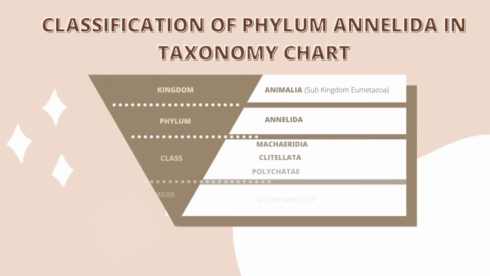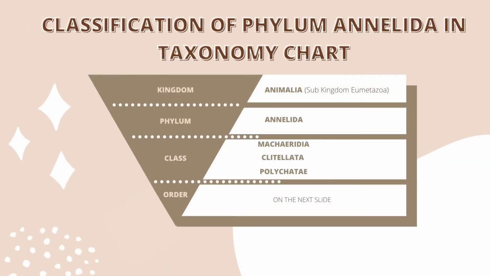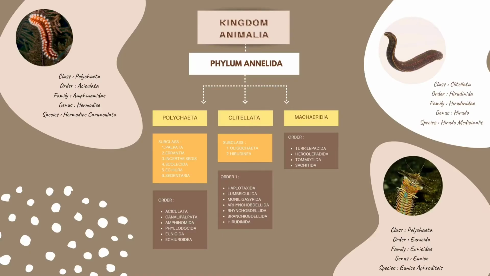Now we will continue with our study of the classification of phylum Annelida in the taxonomy chart. Phylum Annelida is classified under the kingdom Animalia, and the subkingdom is Eumetazoa. Phylum Annelida is divided into three classes. The first one is Polychaeta, the second one is Clitellata, and the third one is Macrostomida.